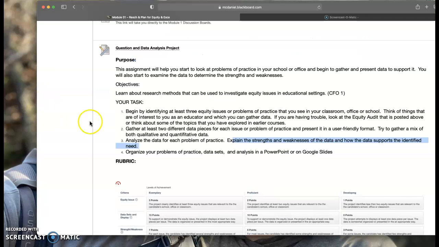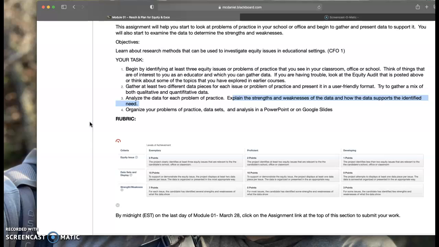Quickly looking at the rubric, you're graded on identifying the equity issue, providing and displaying the data sets, and then identifying the strengths and weaknesses.